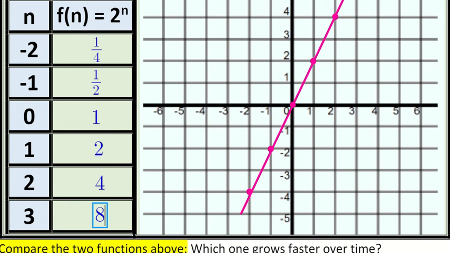And now we're going to plot these points on our graph. Now notice, -2 gives 1/4. So if I go to -2 on my x-axis, I just go up 1/4. It's not to the halfway point. It's actually halfway to the halfway point. Then -1 is going to be the halfway point. And then when x is 0, we're at 1.